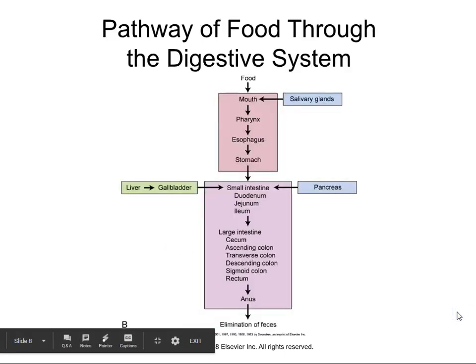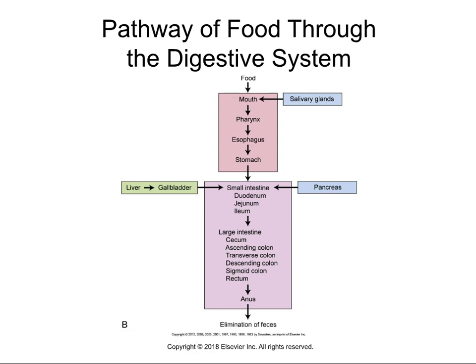Here's just another way of looking at how food passes through the digestive system, more in words. Food enters the mouth, then the pharynx, then the esophagus, then the stomach. Those are all the upper GI tract. And the salivary glands work with that upper GI tract. And then the lower GI tract is made up of the small intestines and the large intestines, which the liver, gallbladder, and pancreas aid in digestion there.